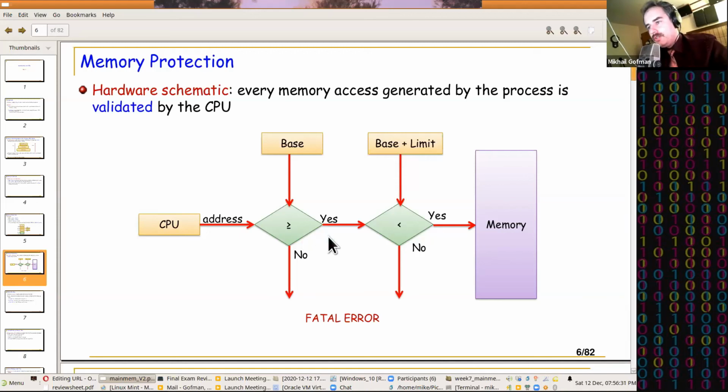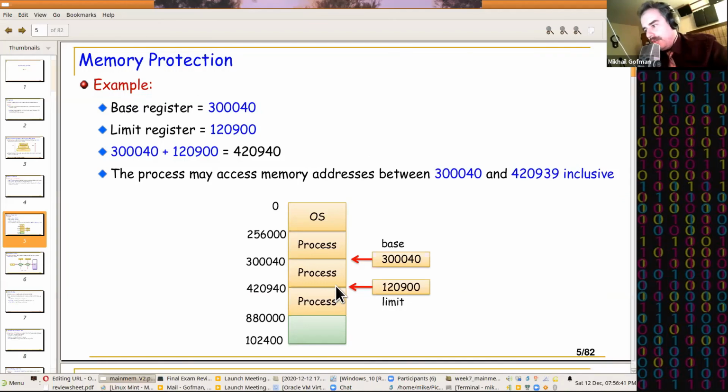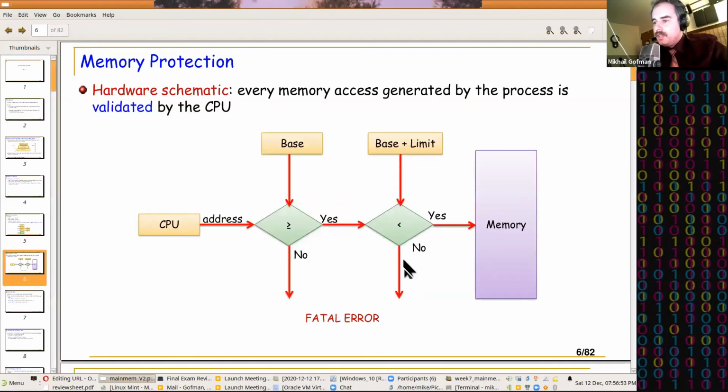If the address is greater than or equal to the base address, then we're going to check, is the address less than base plus limit? So once again, we're checking to make sure that the address does not fall outside of the upper bound. And the upper bound is always base plus limit minus 1. And if that passes, then the process is permitted to access the memory location. Okay, so that's the basic idea. All right.